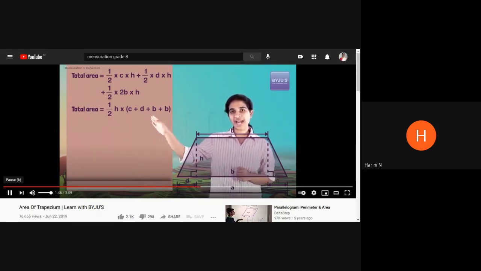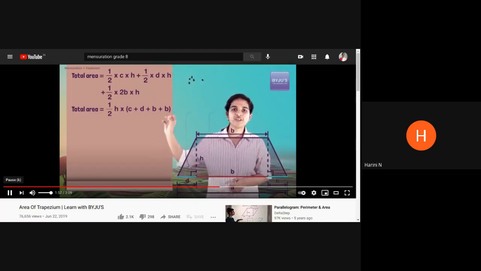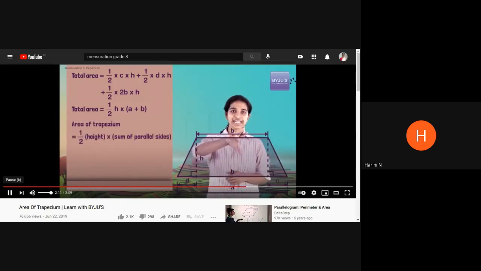If you add up the first 3 terms, what is that giving you? What is C plus D plus B? Look at your figure. C plus D plus B is nothing but this entire length A. So instead of C plus D plus B, we can replace it by A. The next B remains as it is. So this gives us half into H into A plus B. That is the formula for your area of a trapezium. It is half height into sum of parallel sides.